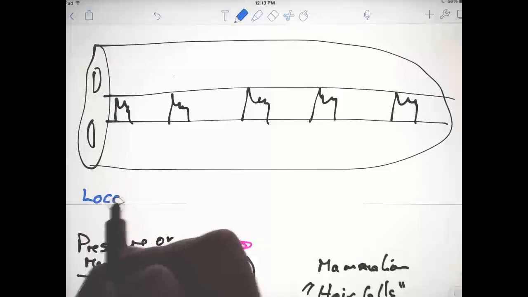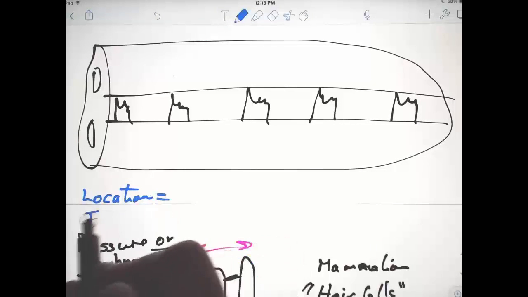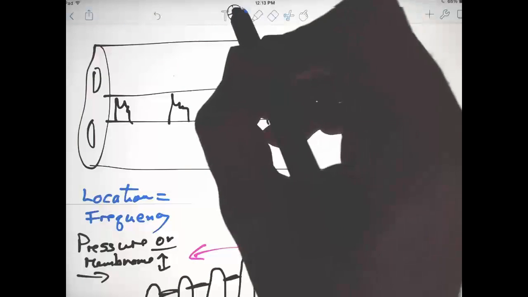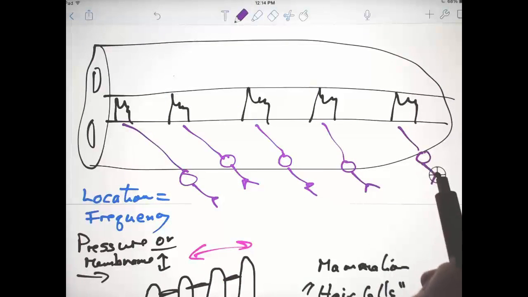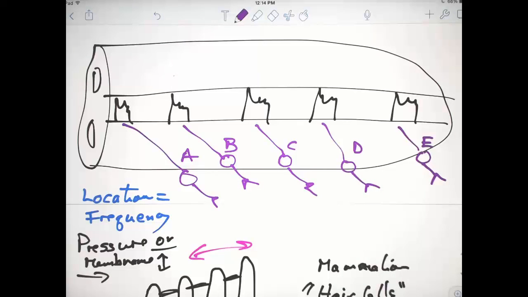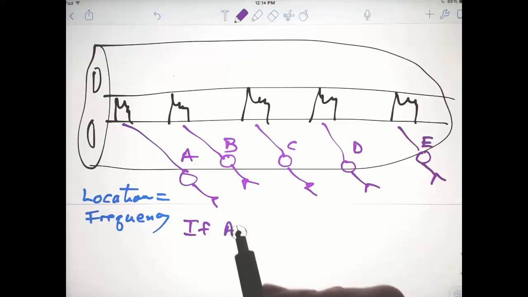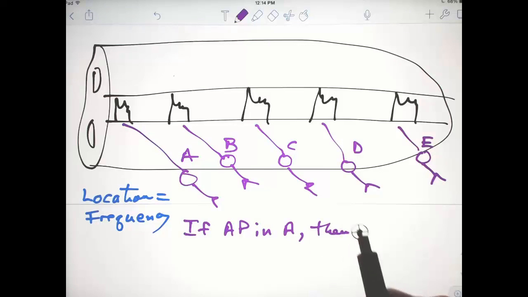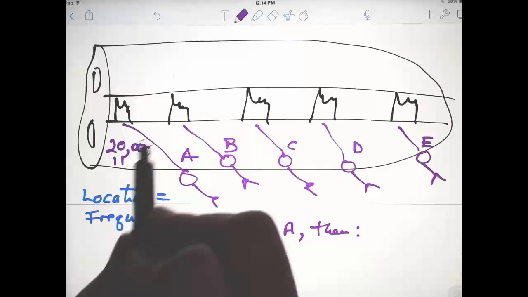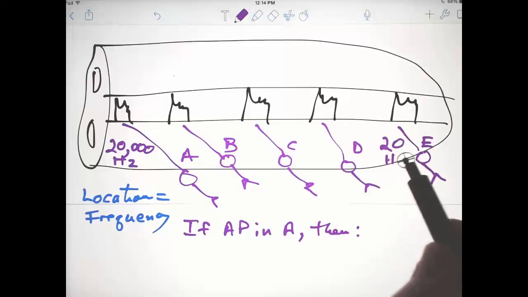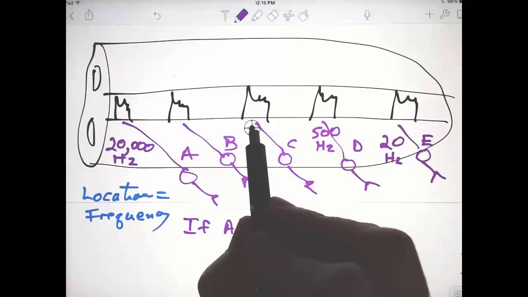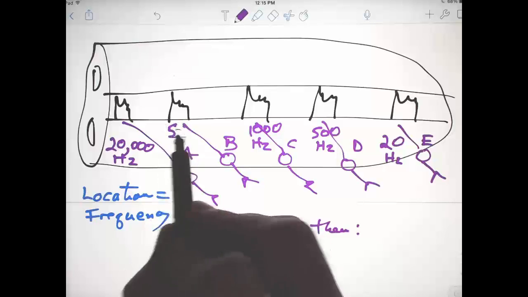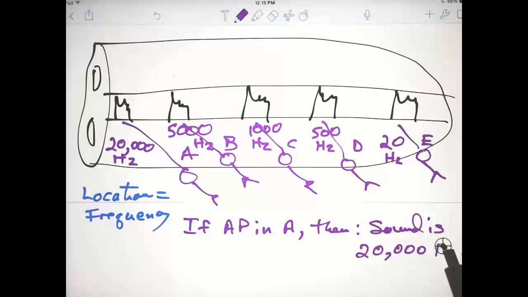So looking at the cochlea again, the location indicates the frequency of the sound. Remember, high frequency sounds at one end, near the two windows, and low frequencies at the other. So each hair cell would have a neuron coming from it, and if there's an action potential in A, then the frequency would be 20,000 hertz. If there's an action potential at E, 20 hertz, and spread out across the length of the cochlea are different sound frequencies.